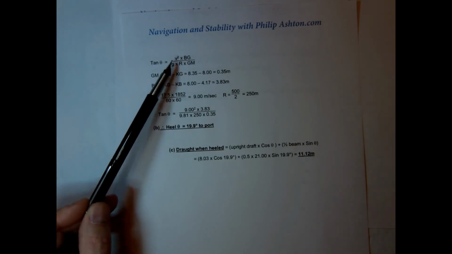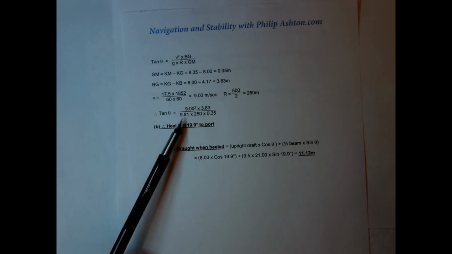And v, we must remember that v has to be in meters per second. So for v, we multiply 17.5 by 1852 to convert it to meters, divide it by 60, because this is per hour now, divide it by 60 to take it to minutes, and 60 to take it to seconds. So it's always 1852 over 60 squared. So we get 9 meters per second.